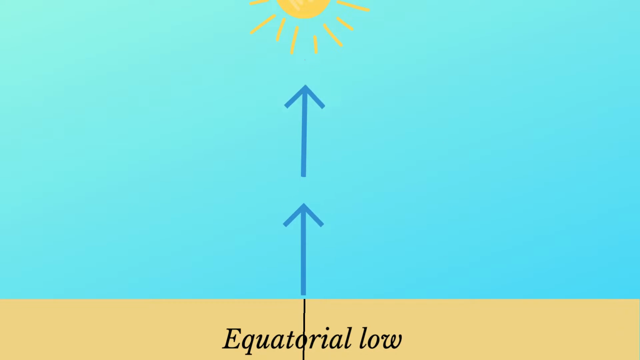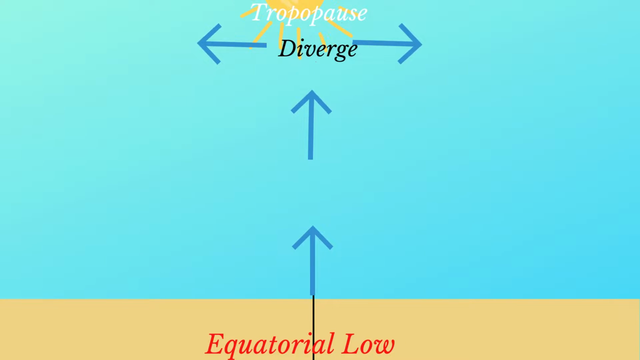Remember that air rises at the equator due to high temperatures there. This results in a low pressure belt called the equatorial low or the doldrums. After the air rises to the tropopause, it is unable to rise further and therefore will diverge with one branch flowing towards the North Pole and the other towards the South Pole.